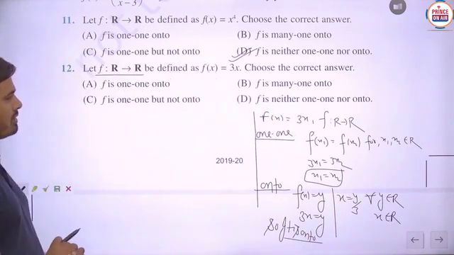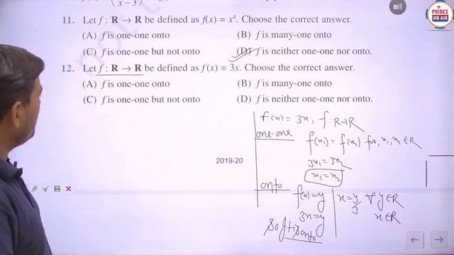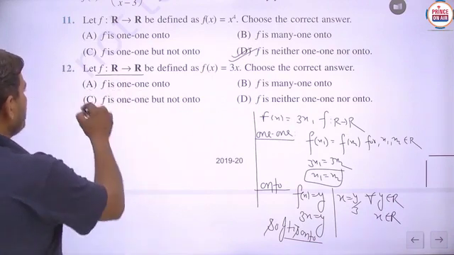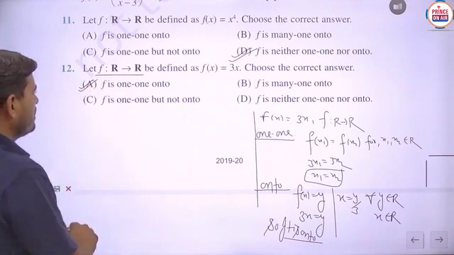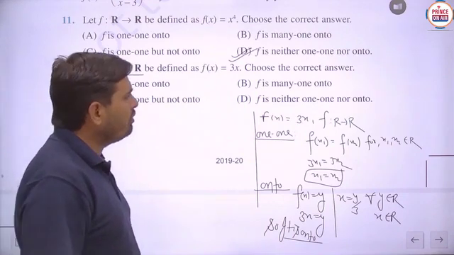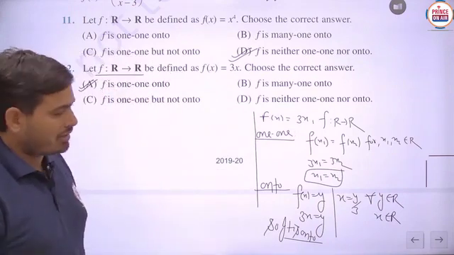So in the answer options you can see that f is one-one and onto both. So you can choose option A, because option A says that f is one-one and onto, or you can say that f is a bijective function. Is it clear?